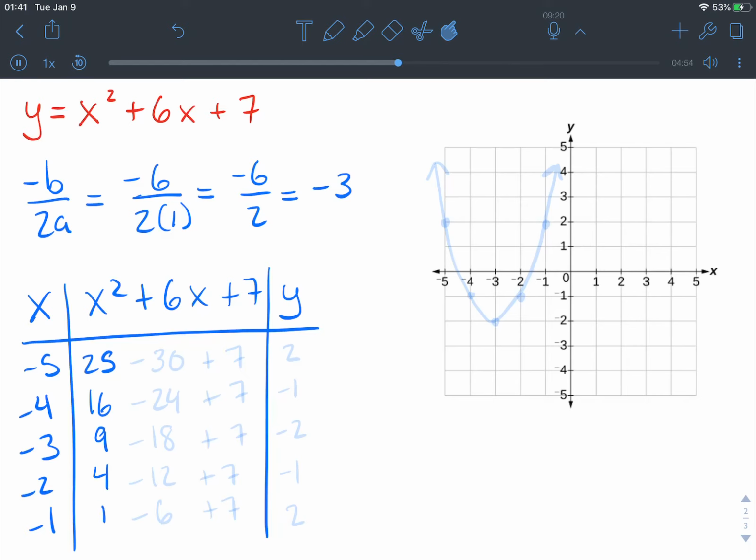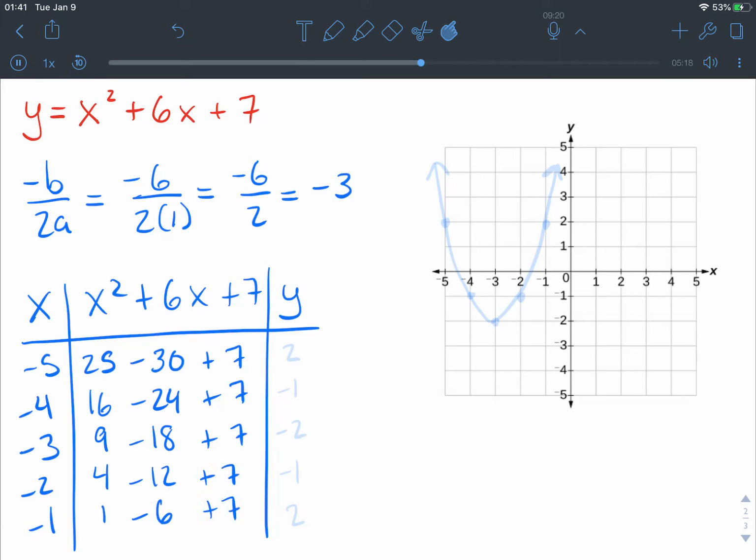Next, 6 times negative 5 is negative 30. And then 6 times negative 4 is negative 24. Then we have negative 18. 6 times negative 2 is negative 12, and minus 6. And finally, we're going to add 7 to all of them.